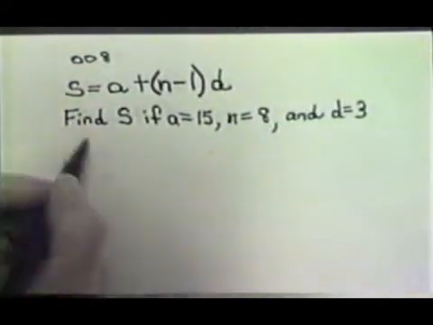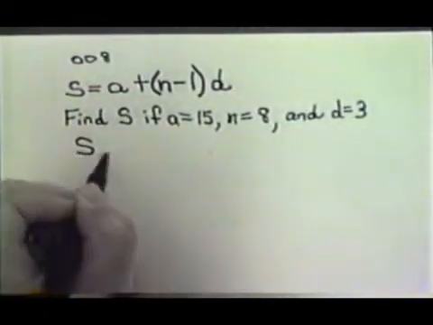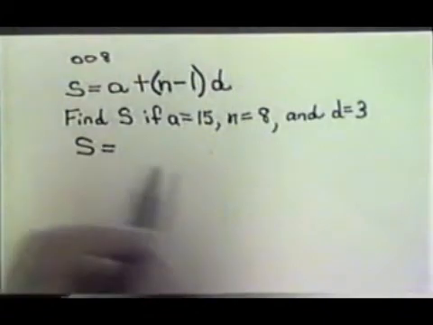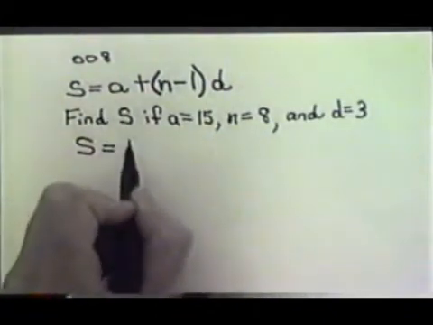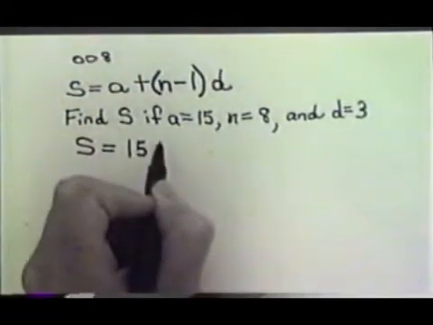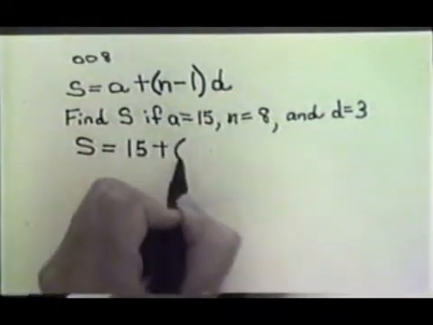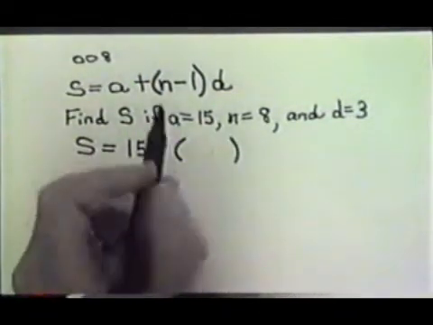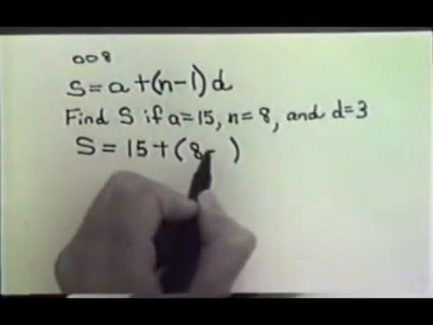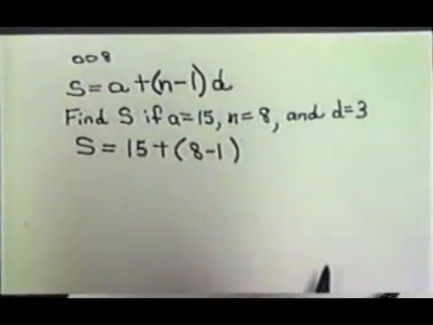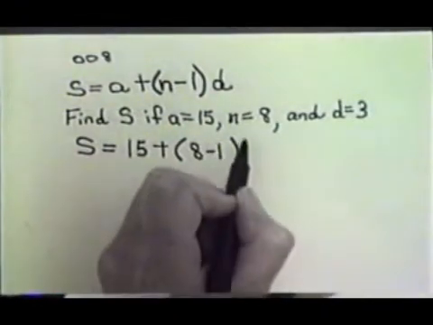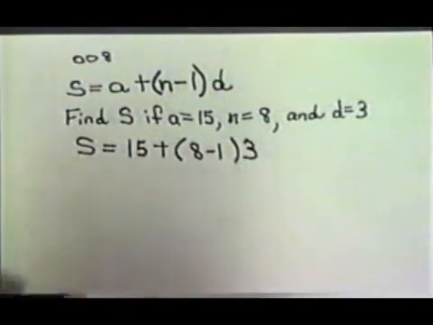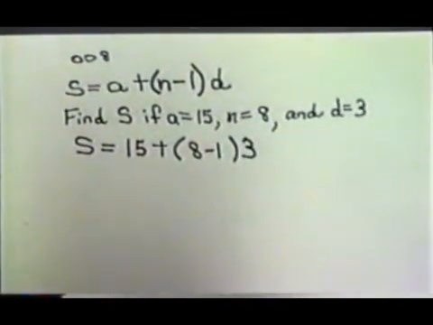So let's do that. S is equal to, and in place of that A, I fill in 15 plus, N is 8, so it's A minus 1, and then I fill in place of the D, the 3. Now I'm ready to work this out using the order of operations.